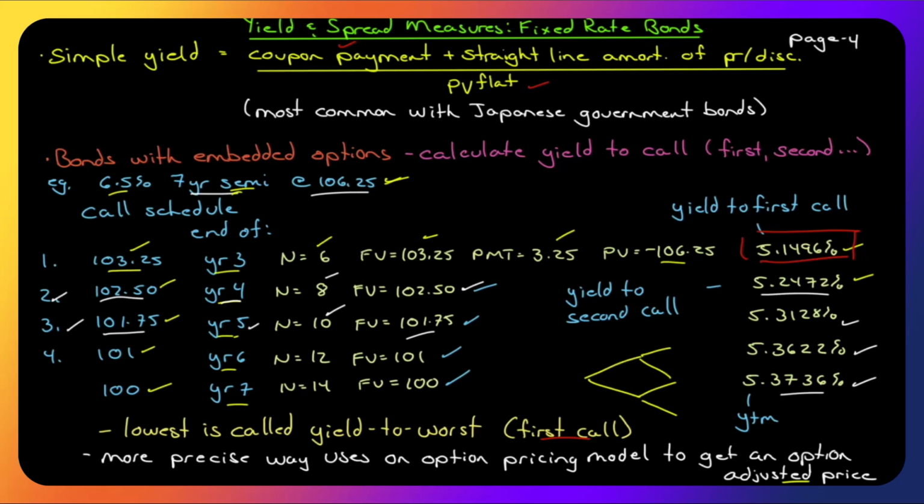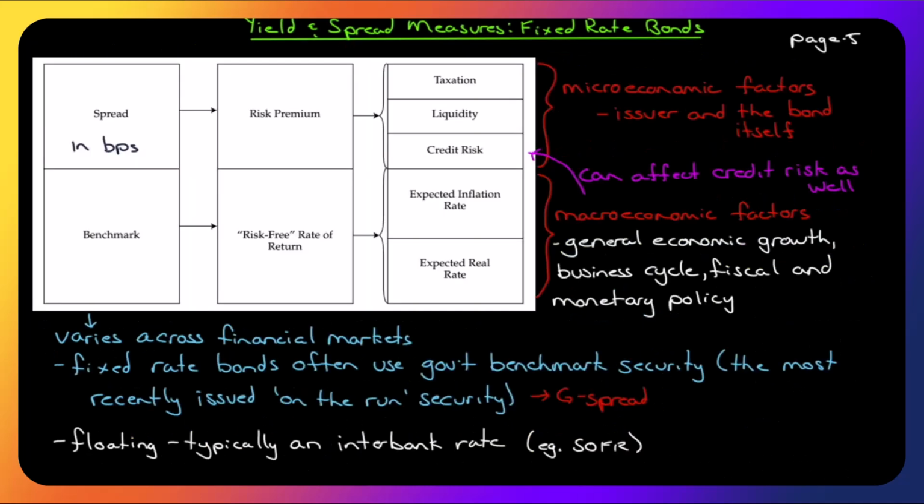Don't worry too much about it right now. In fact, you probably didn't even need to see me draw that out. If you read that a more precise way uses an option pricing model to get an option adjusted price, and you're wondering what that means, don't worry, just put a pin in that. You're going to see more than you want to see at level 2 about that. Okay, let's get into credit risky bonds.